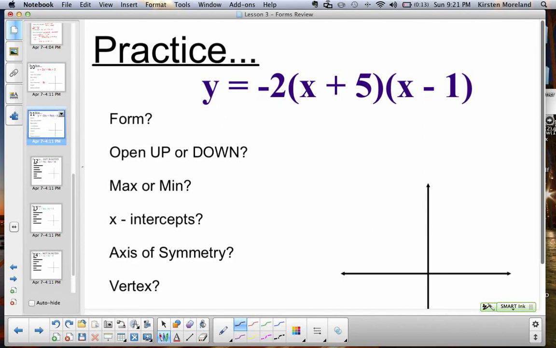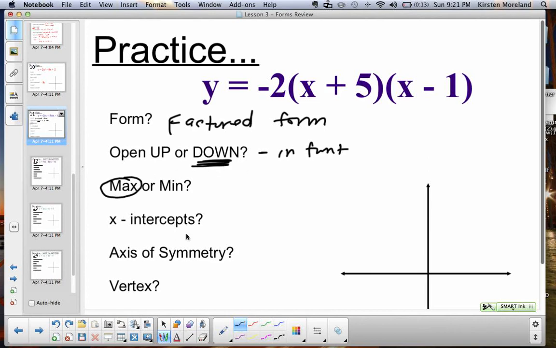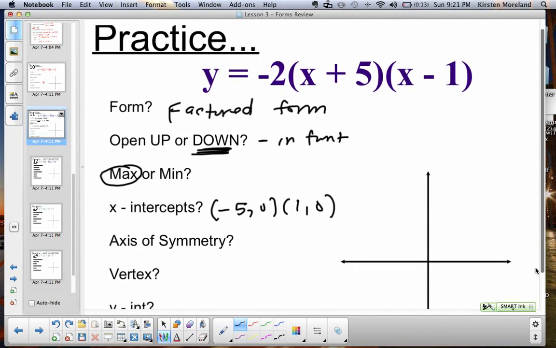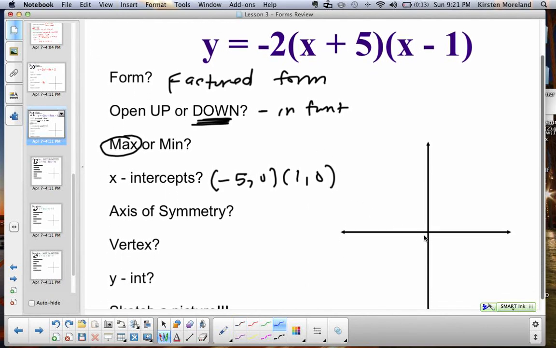So this, I just gave you the answer, is in factored form. And please listen because my handwriting's not that great. It's opening down because it's a negative in front. All right, if it's opening down, that means it's a maximum. The x-intercepts are the opposite sign, so it's negative 5, 0 and 1, 0. So I'm going to go to my graph, and I'm going to go to negative 5, 1, 2, 3, 4, 5. There's my 1, 0, and at 1 I have another one.